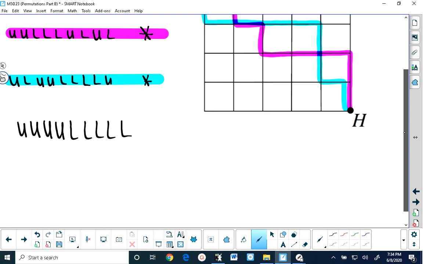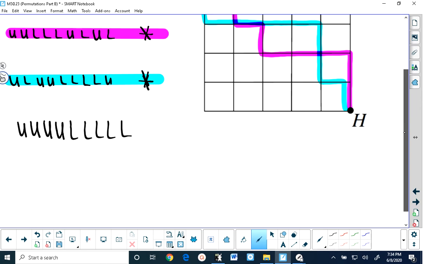One of the arrangements is the blue arrangement. Up, left, left, left, left, left, up. One is the pink one. Up, left, left, left, up, left. Another one would be left, left, left, left, left, up, up. Each unique arrangement is a pathway.